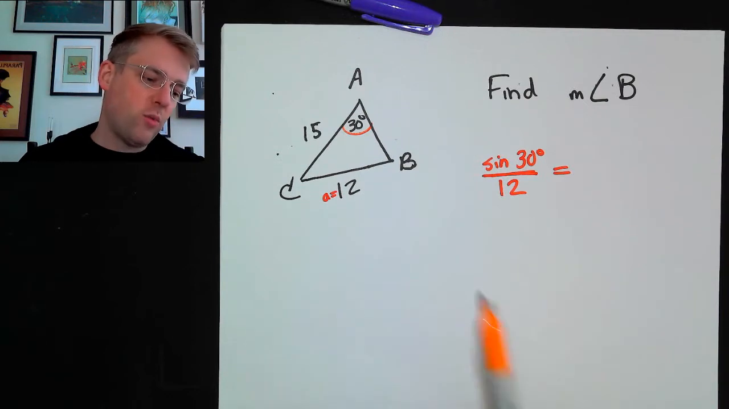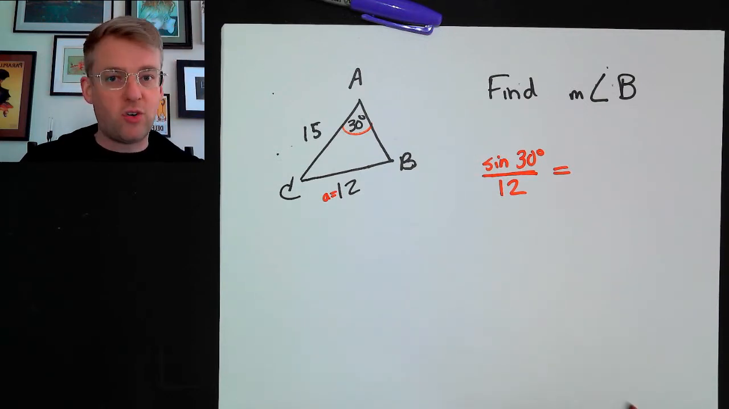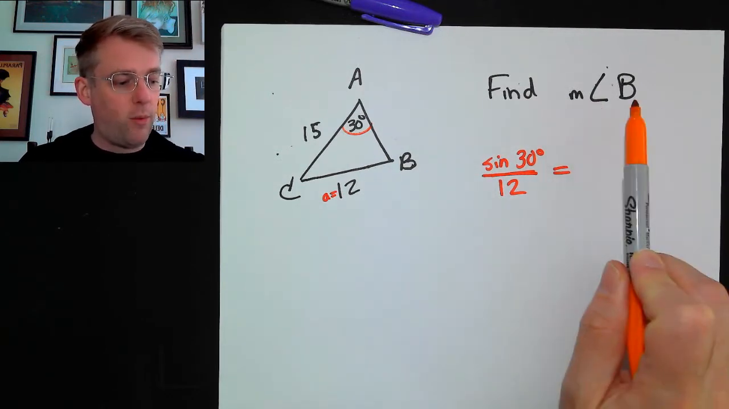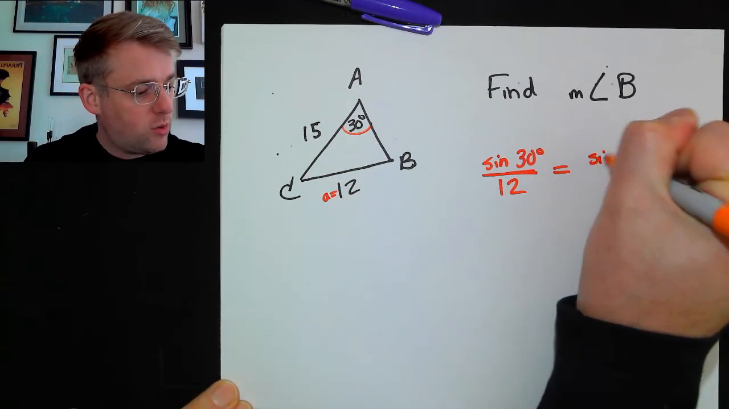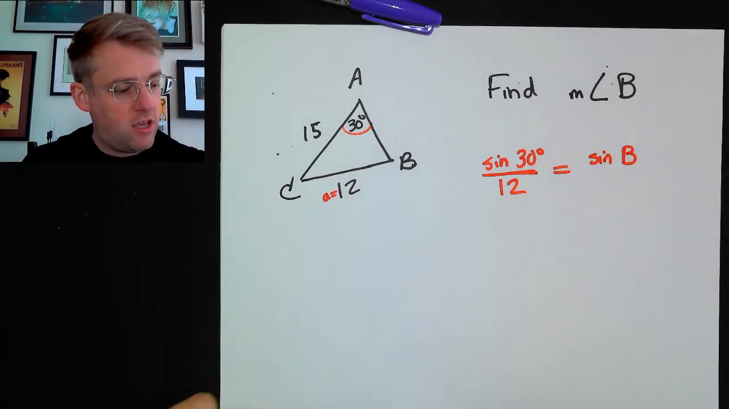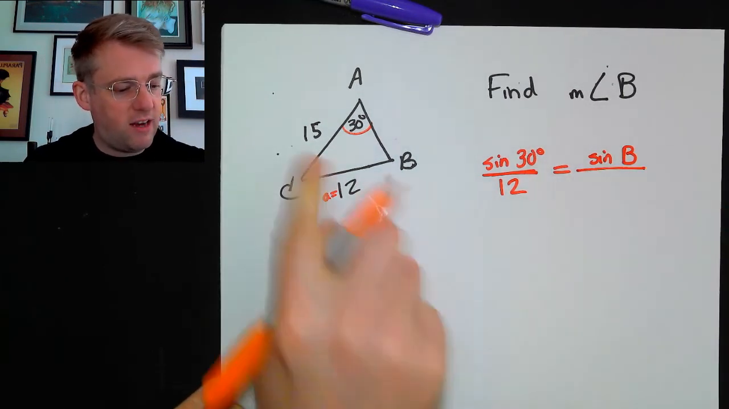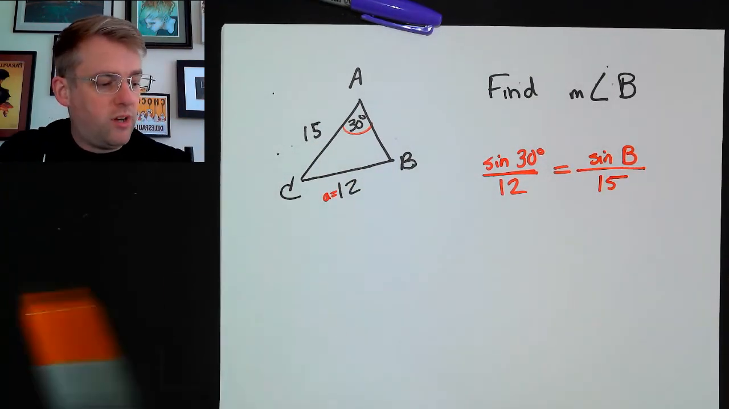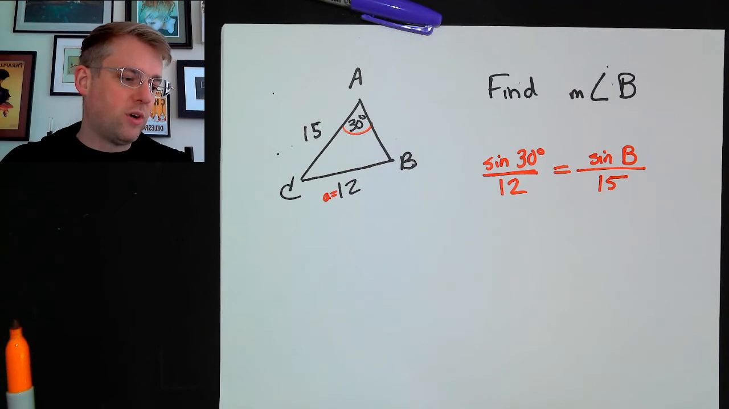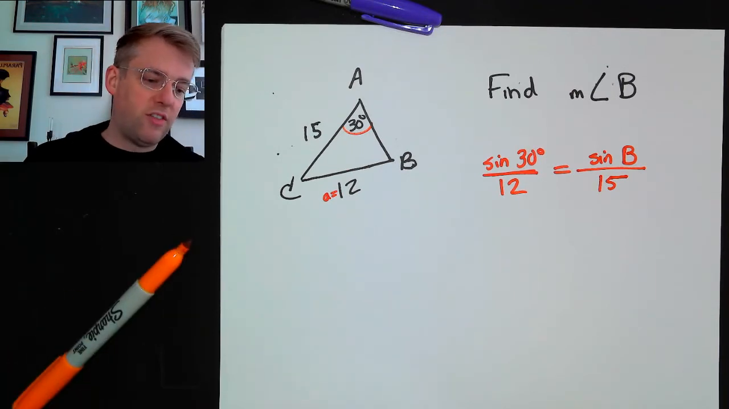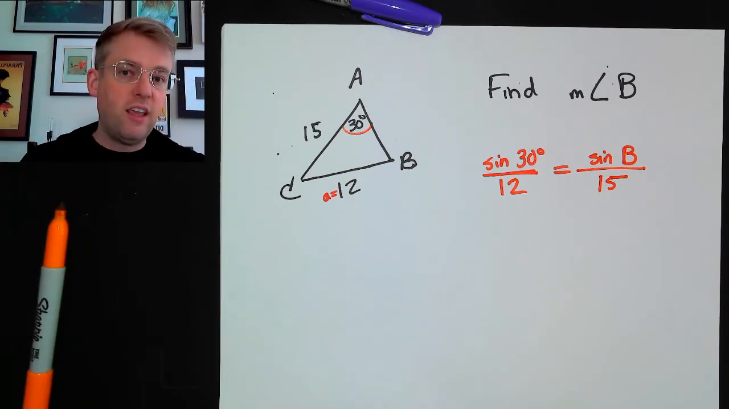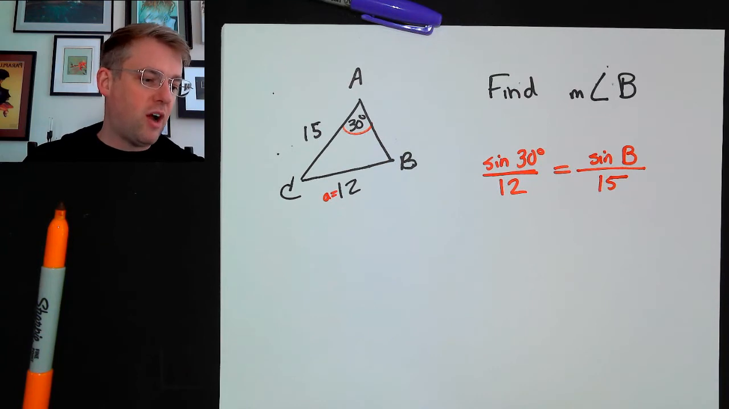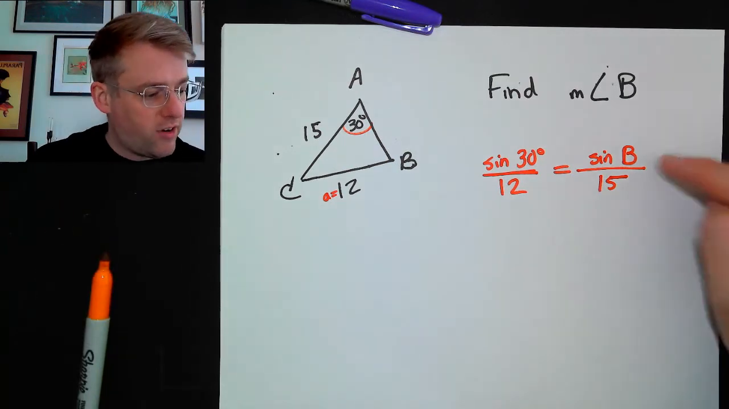So the only thing we have enough information to figure out in this triangle is the measure of angle B. So the sine of B, whatever it might be, divided by 15 is going to be equal to the sine of 30 over 12. Now we just have to solve that proportion and use an inverse trig function to figure out what angle B itself is.